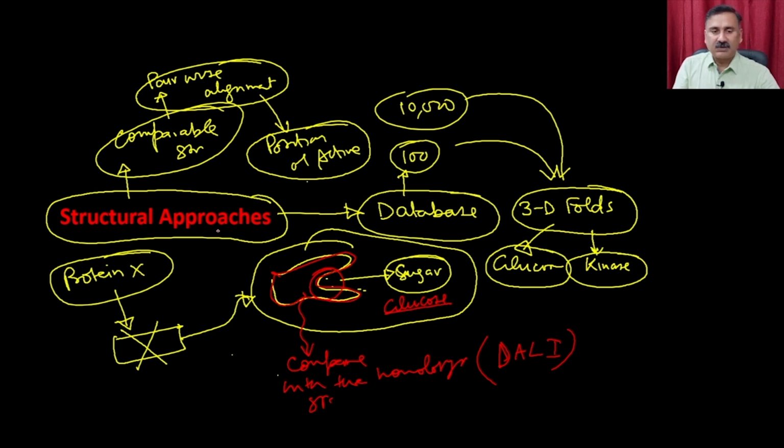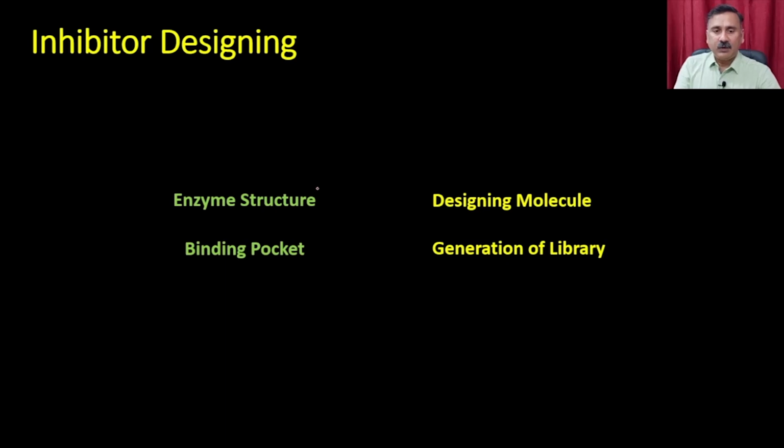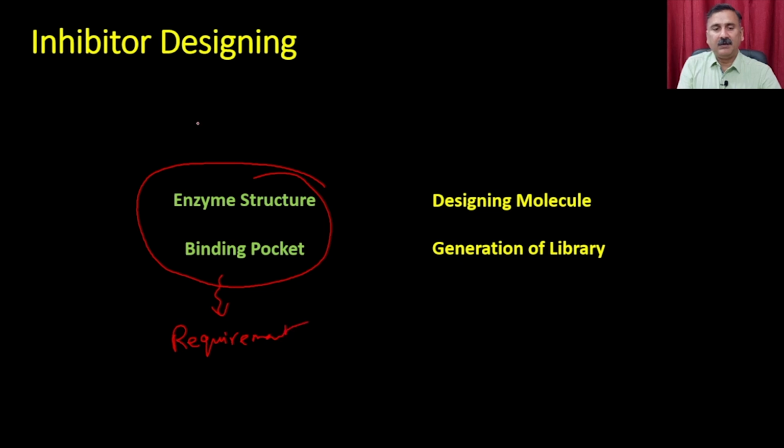If you want the structural things, you can calculate the 3D folds and all that, right? So these are the three different approaches to identify the binding pocket. You can identify the active site. Once the active site is known, then half the part is over, right? You are going to know what the requirements of this particular area are, which means component 1 is clear.